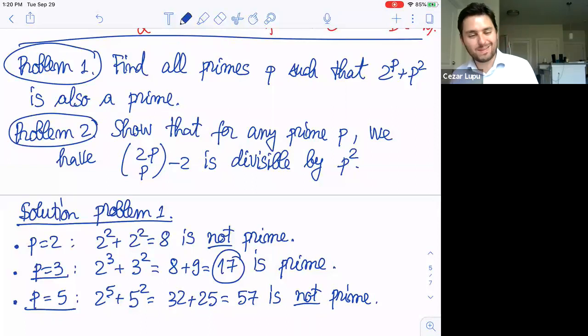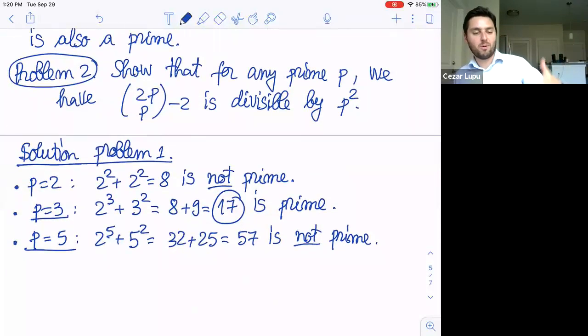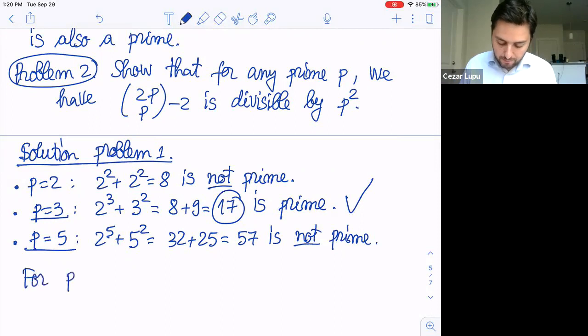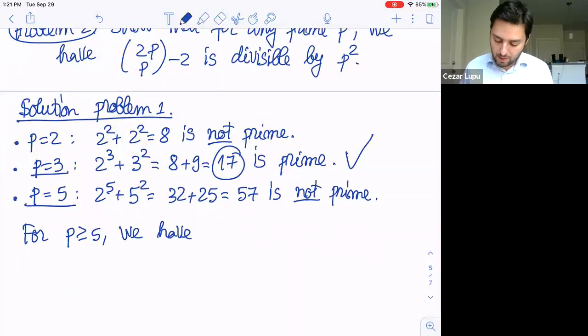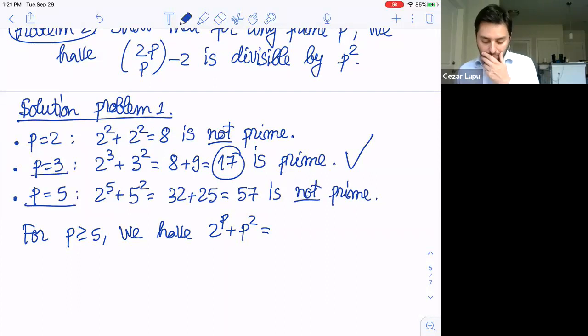So maybe something starting from this point on, maybe this guy is not a prime at all. So maybe the only good case is p equals 3. So maybe we should prove that. So now for p greater or equal than 5, right? We have that 2 to the power p plus p squared. Well, maybe we should show that these are multiples of 3, right?